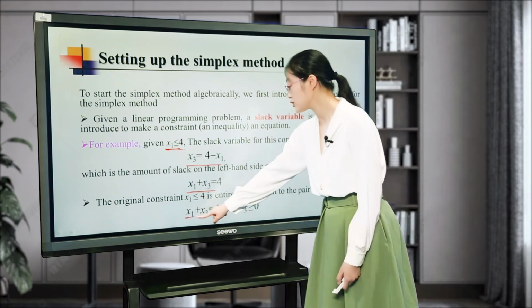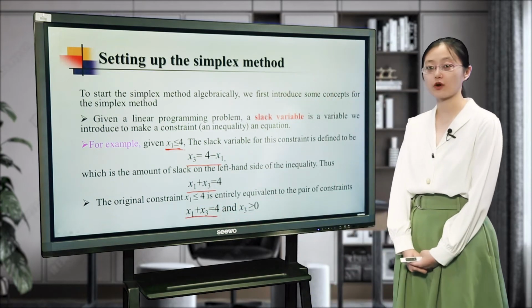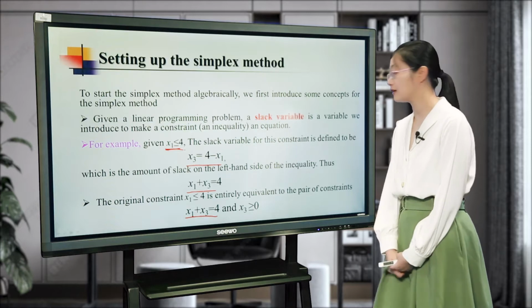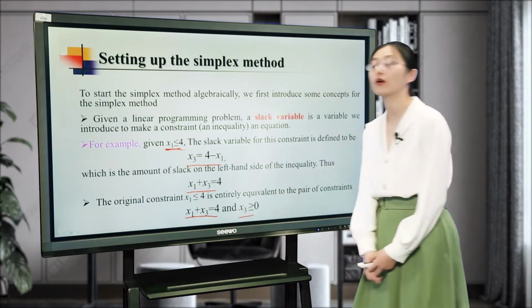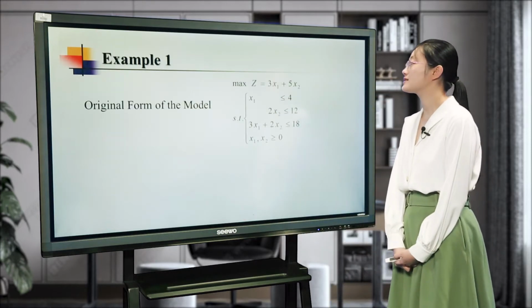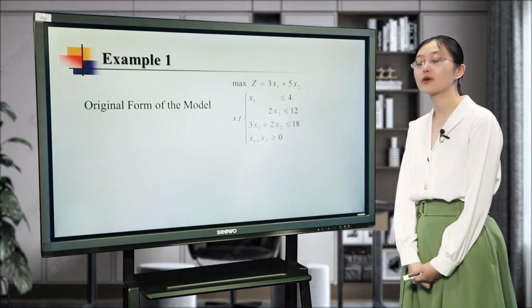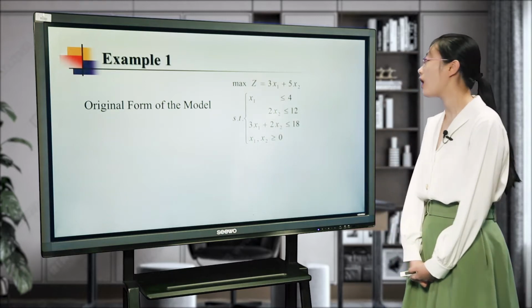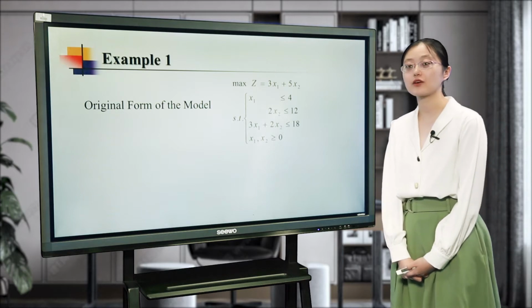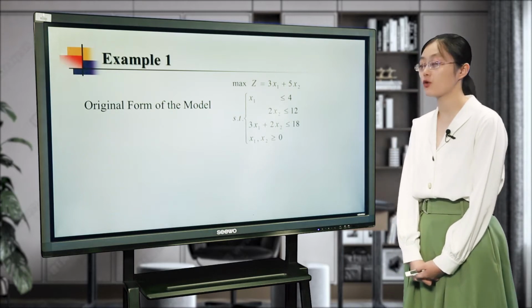One is the equation x1 plus x3 equals 4. The other is the non-negativity, x3 is bigger than or equal to 0. So with this idea, we can change our linear programming problem where all the constraints are of the less than or equal to form to equations.